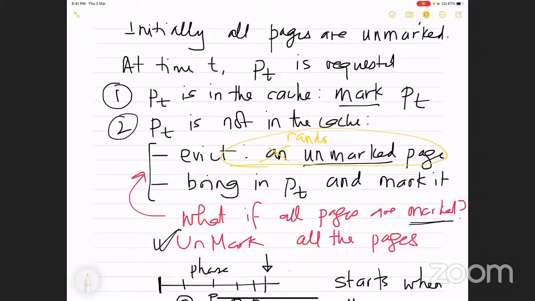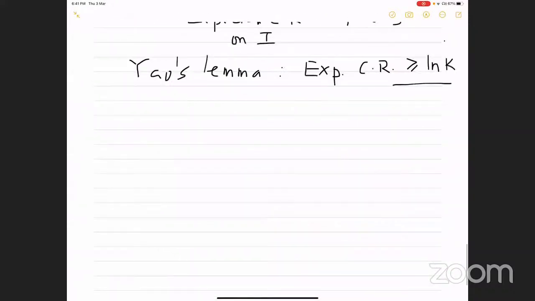So if there are several choices here, you pick a random one. That's the randomized algorithm, and I want to prove that its expected competitive ratio is at most log k. So is the setting clear? I hope the algorithm is clear. Not much is happening. Let me give you an outline of the proof.